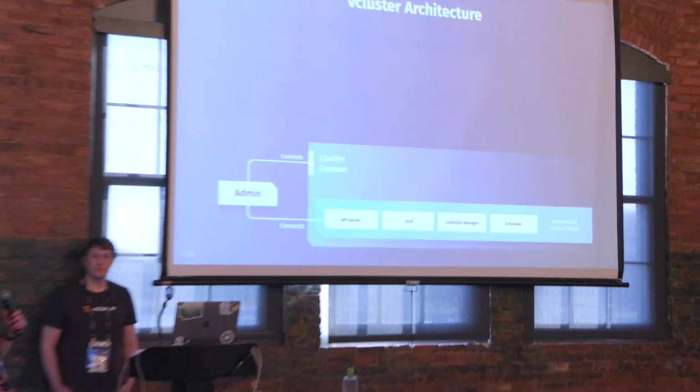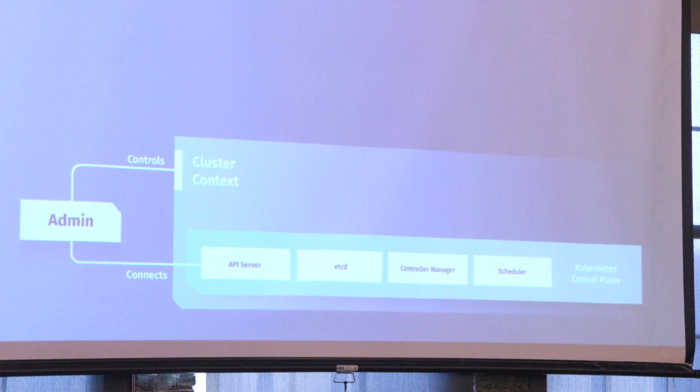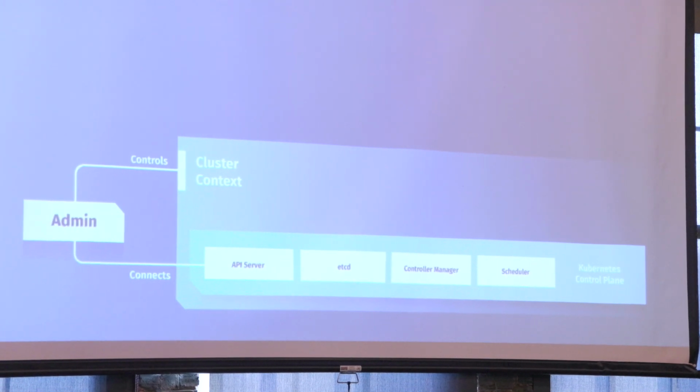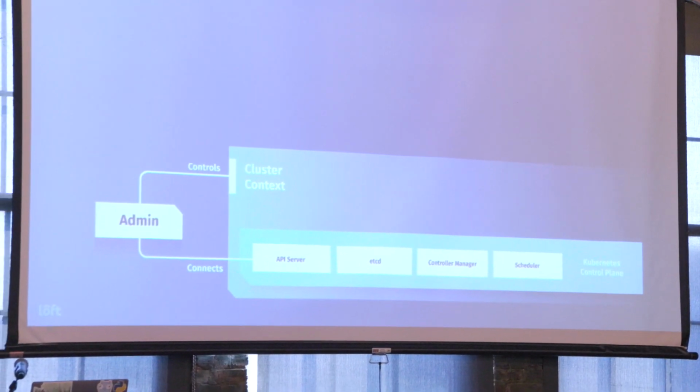So here's my host cluster. It's got the Kubernetes API server in it. It's got some other things. As an admin, I control the context of that host cluster, and I connect to its API server to do that. Now, I can make a namespace in there and have a vCluster pod inside of it, and that has some things in it too.